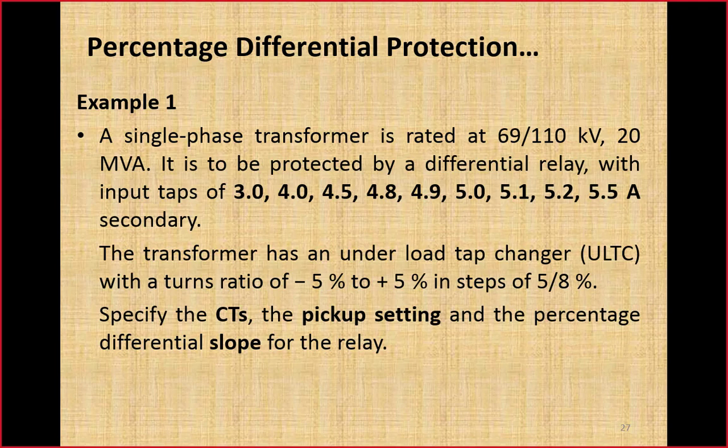So the requirement is to specify the CTs on the two sides, the pickup settings and the percentage differential slope for the relay. So here these are the things to be evaluated. The available slope setting of this electromechanical type percentage differential relay for transformer application is 10, 20 and 40%. So we will have to make a selection out of these possible slope settings. In a numeric relay, slope setting is very flexible. Just by entering a digit number over there, we can select any slope setting.